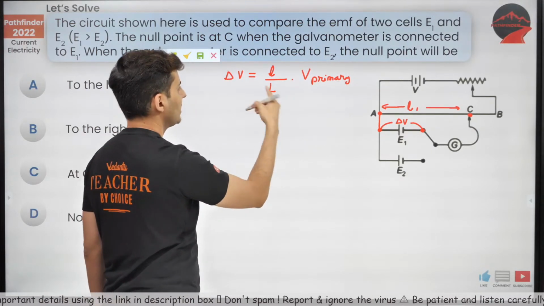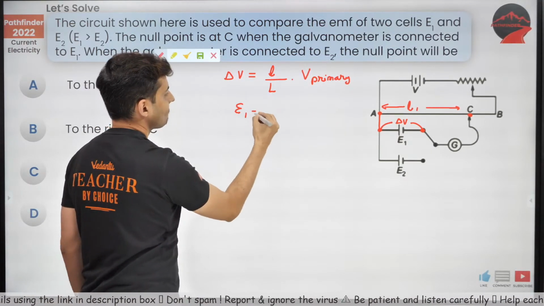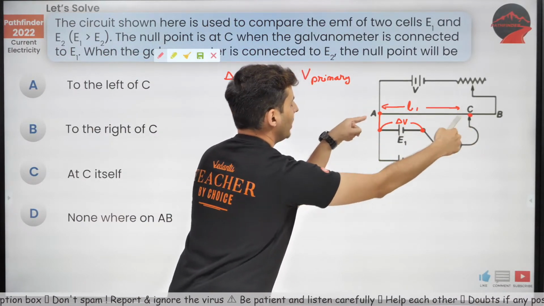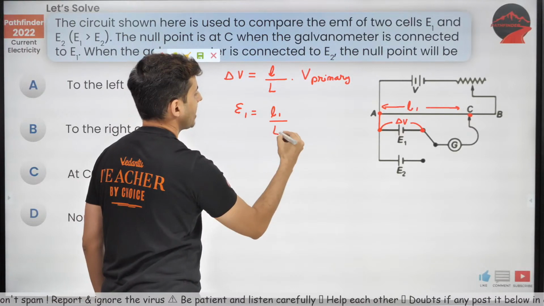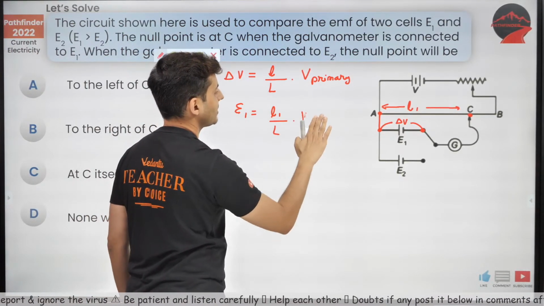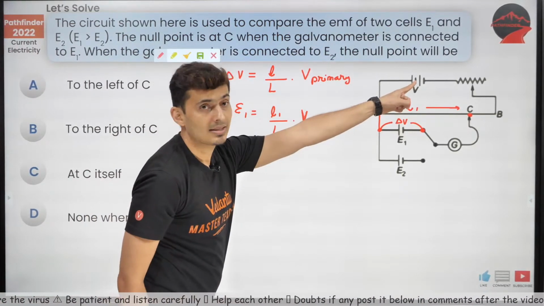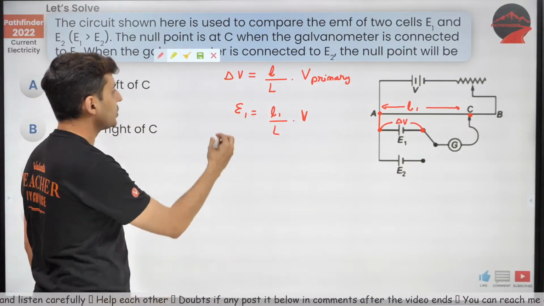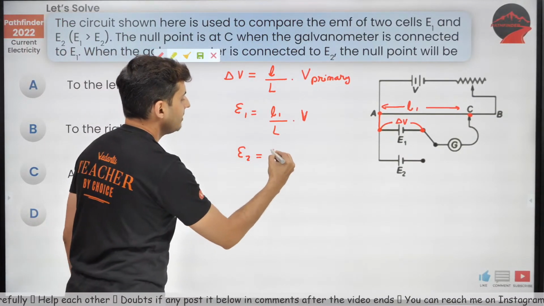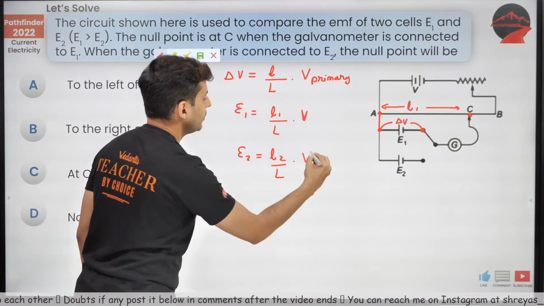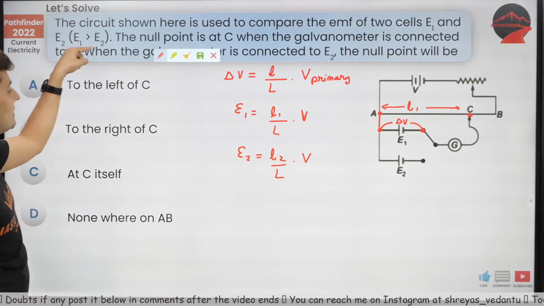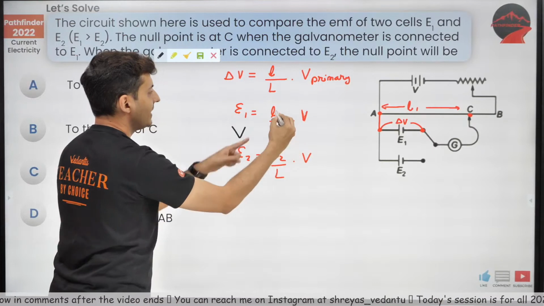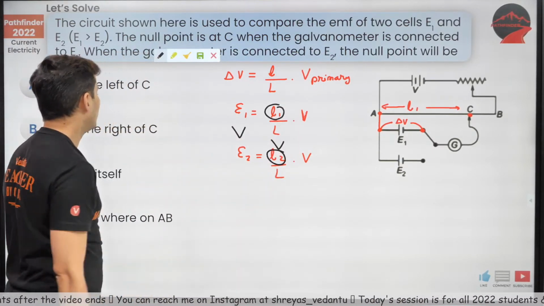Now if you use this logic, you will see E1, which is the voltage difference between these 2 points, is L1 divided by L into that primary voltage, which is just V. Now when you change the switch position, E2 will be the new length divided by L into V. According to the question, E1 is more. So this ratio will be more. So hence L1 will be more than L2.